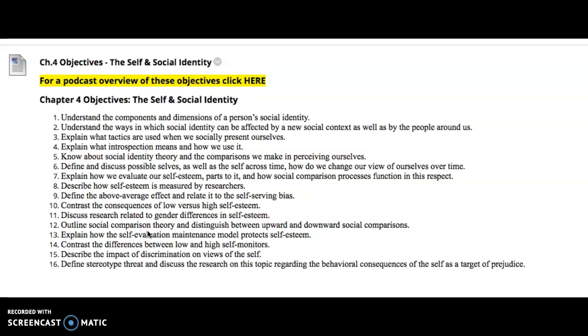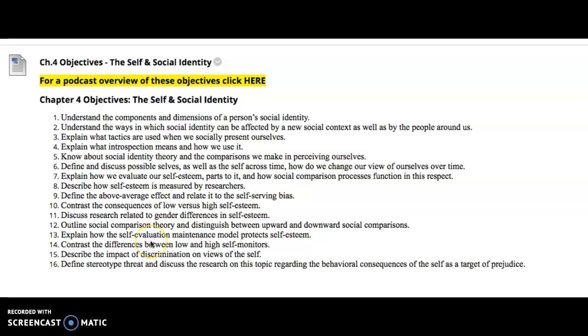Outline social comparison theory. We're going to dive a little deeper into social comparison and distinguish between what we call upward and downward social comparisons. Those refer to the different types of comparisons we make, comparing up and comparing down. How do we fare when we do both of those types of comparisons? Does it leave us feeling better, worse, and so forth?